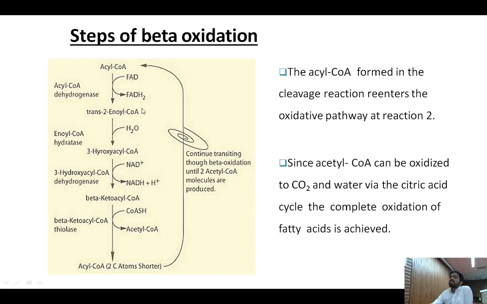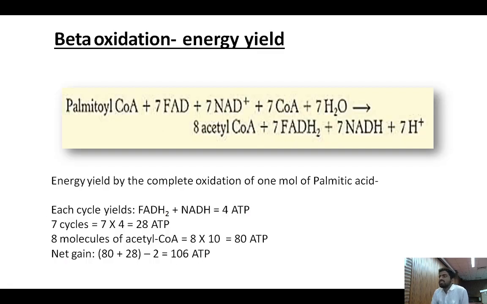What are the other sources? FADH2. We know that FADH2 is equivalent to 1.5 ATP in the electron transport chain, and NADH is equivalent to 2.5 ATP. So this also will give energy, this also will give energy, and this also will give energy. So this is the energy yield, right?